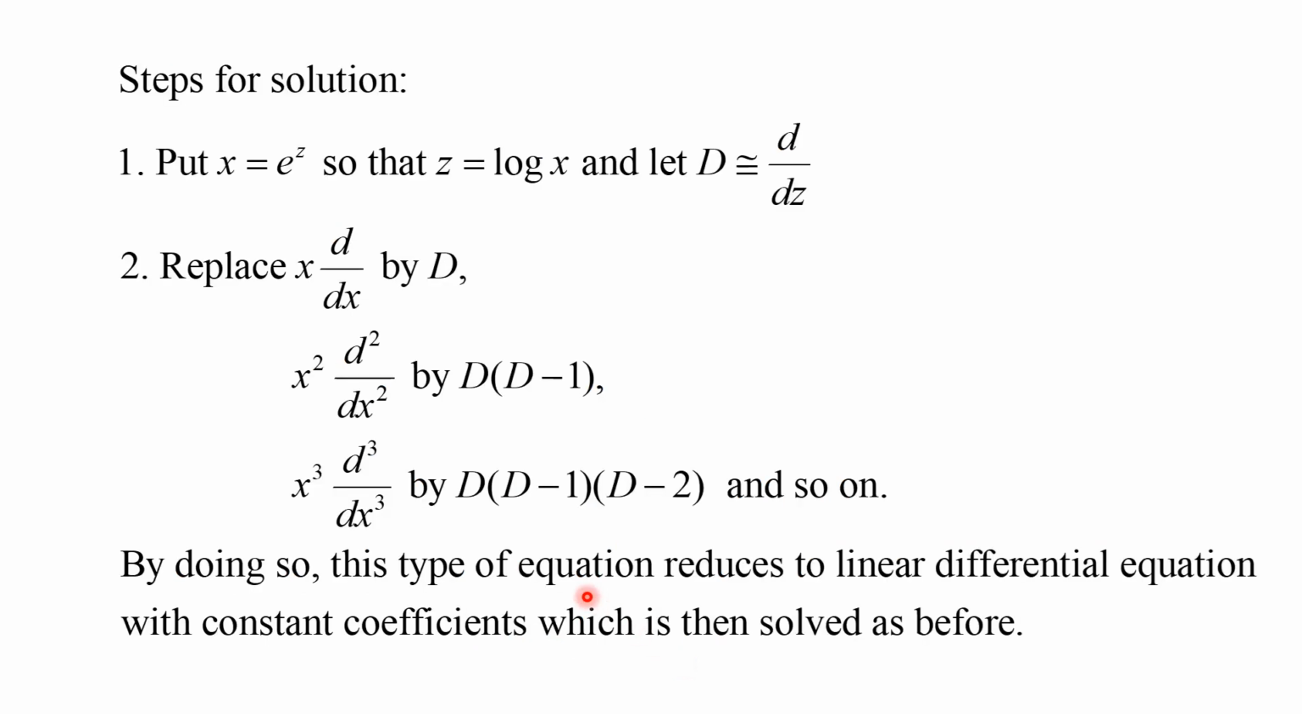We have to follow some steps to find the solution of the Cauchy-Euler form equation. The first step is to put x = e^z, so z = log x, and let us assume that capital D is equivalent to d/dz. In the second step, replace x dy/dx by Dy, x^2 d^2y/dx^2 by D(D-1)y, and x^3 d^3y/dx^3 by D(D-1)(D-2)y, and so on.